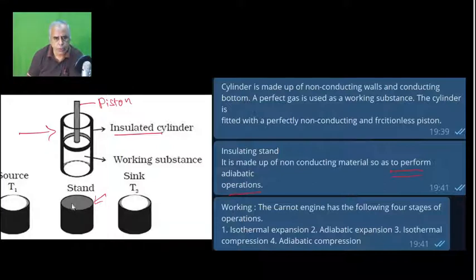Once again, I take this and keep it on the stand, and further compress it. So it means I am doing this compression on an adiabatic system, in an adiabatic way. It means there will be a drastic change in the temperature, is it not? It is not taking place at constant temperature. So here it is isothermal, whereas on the stand, since it is totally insulated and the side walls are also insulated, we can expect adiabatic compression and expansion only.